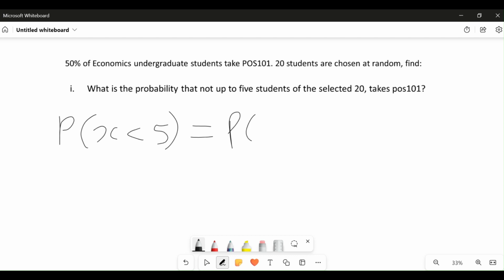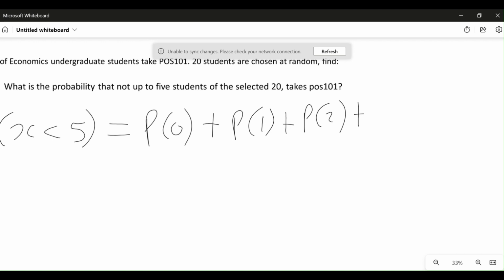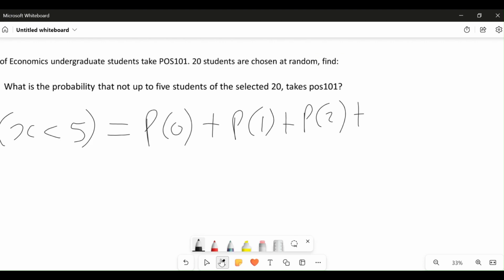Probability of X less than 5 is the probability of X equals 0, plus probability of X equals 1, plus probability of X equals 2, plus probability of X equals 3, and plus probability of X equals 4. This is the probability of X less than 5.